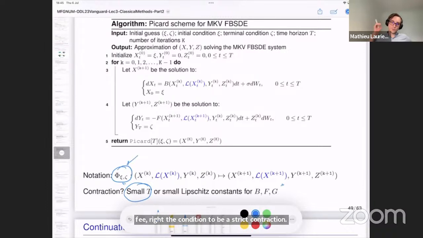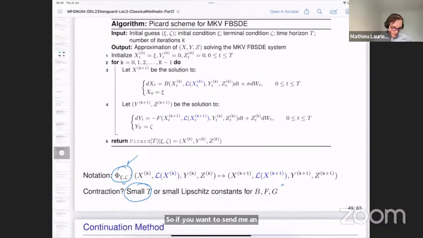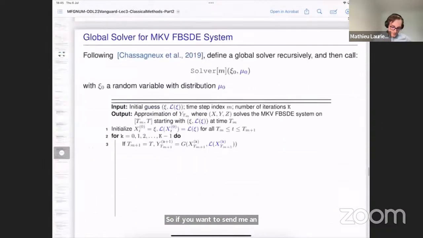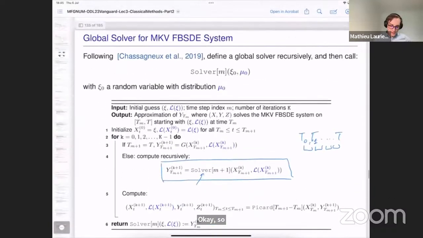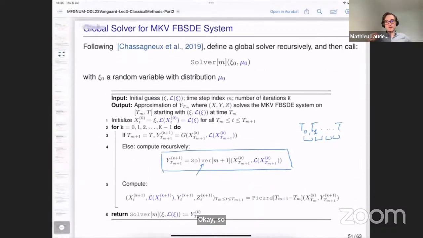Now, for some references, I think there is the original paper of Keynes, Huang, and Malamé, which already used this technique. And then it has been used in several works after that. So if you want to send me an email, maybe that would be simpler. I can send some references. So this is the algorithm, and it relies on calling recursively the solver.